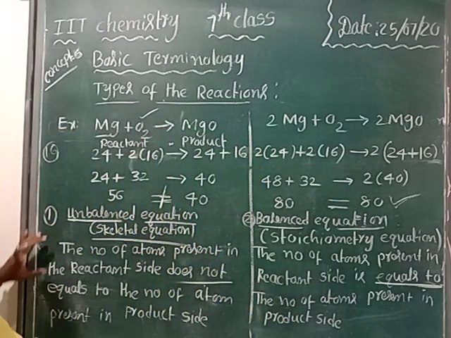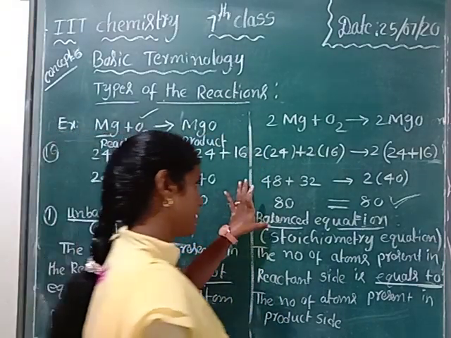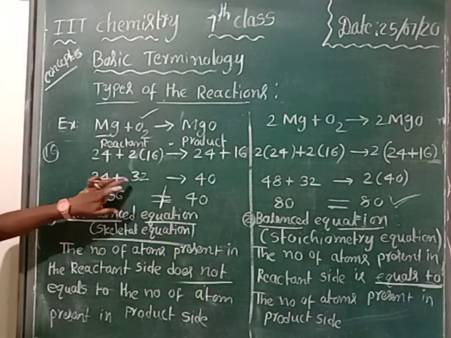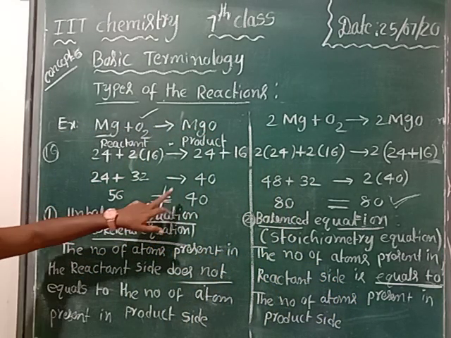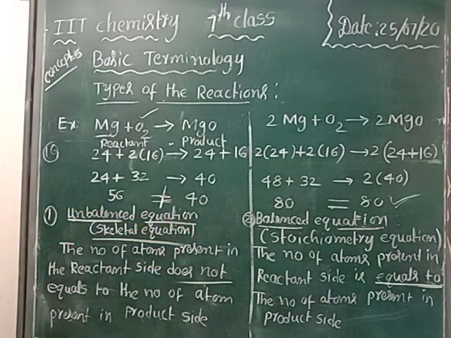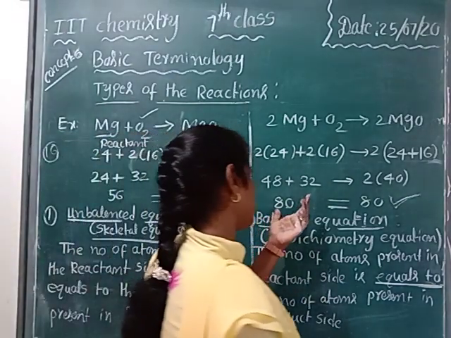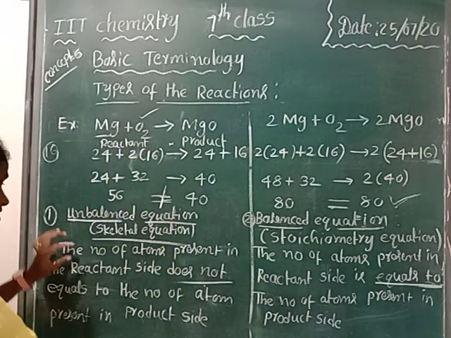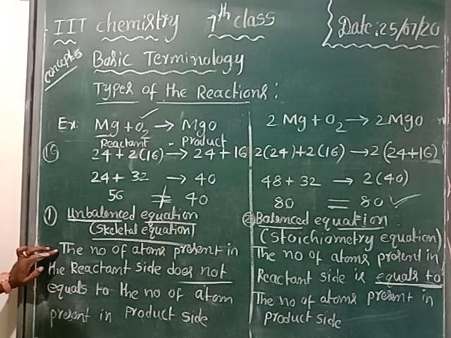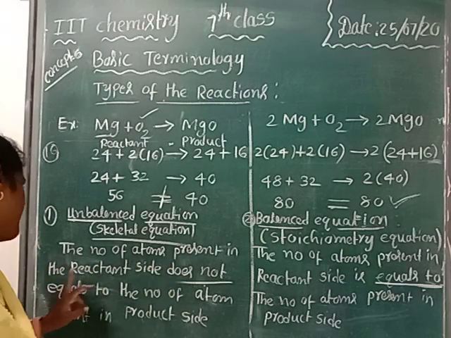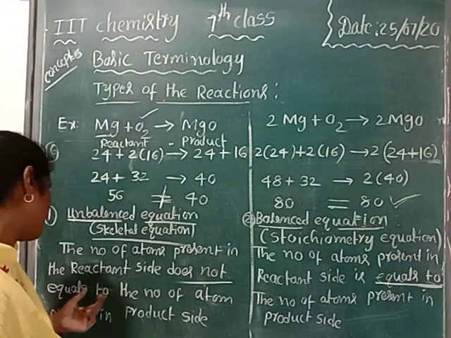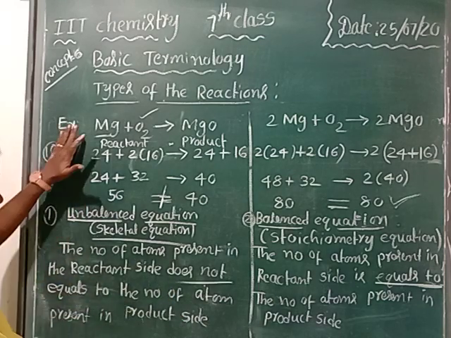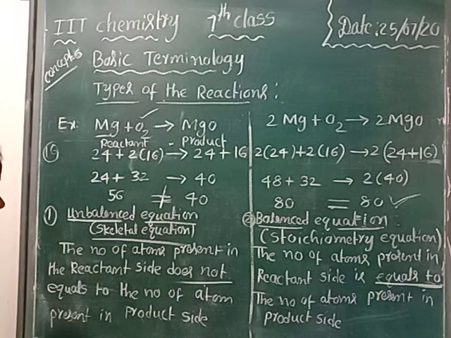For an unbalanced equation we have two definitions, and for a balanced equation we have two definitions. What is the first definition, children? The total mass of the reactant does not equal the total mass of the product. Another definition of an unbalanced equation: the number of atoms present in the reactant side does not equal the number of atoms present in the product side.